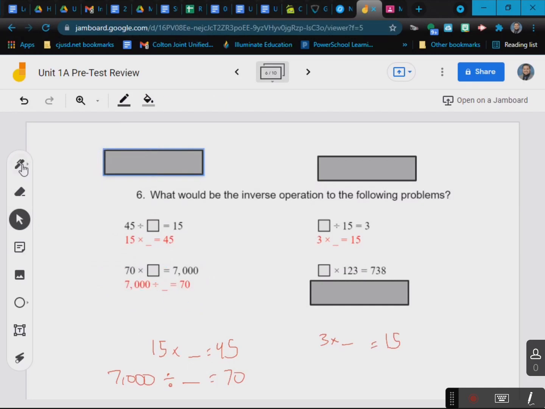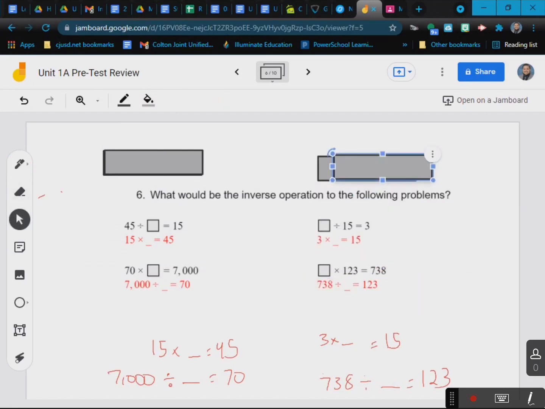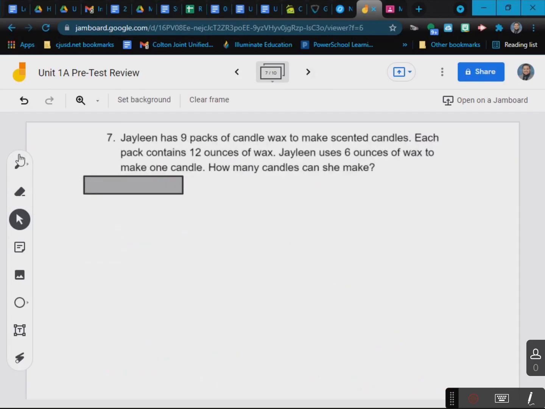And this one's multiplication too, so it means you have to divide. And since this is the answer, this goes here. 738 divided by blank equals 123. So inverse operation, you're just doing the opposite. Okay? All right, let's look at number 7.